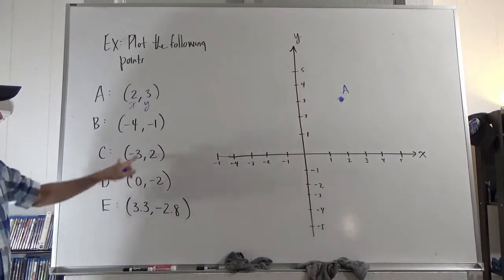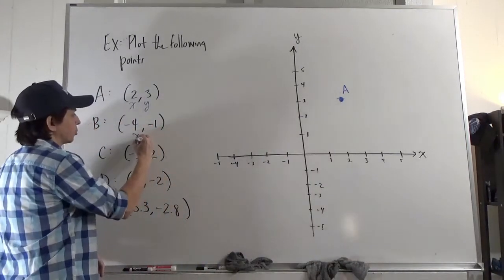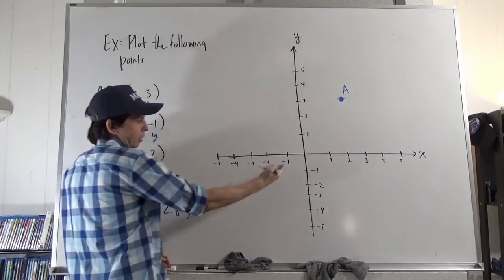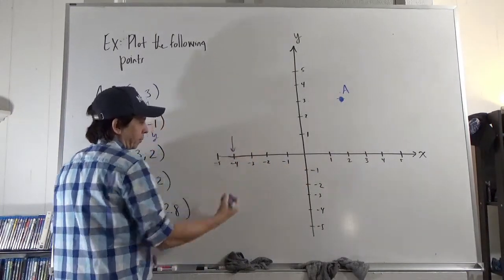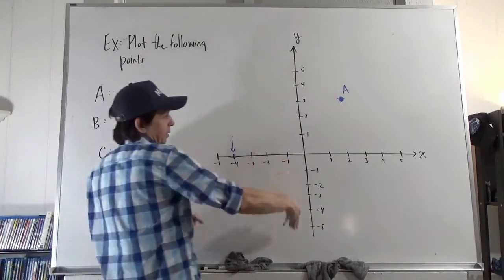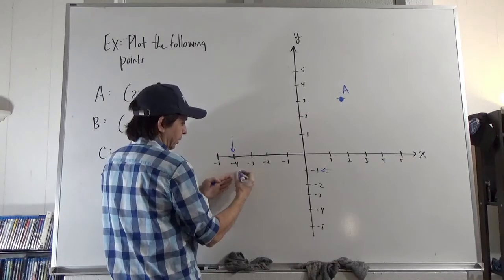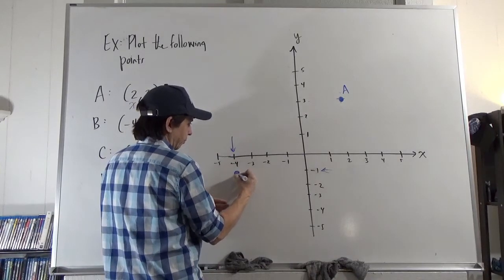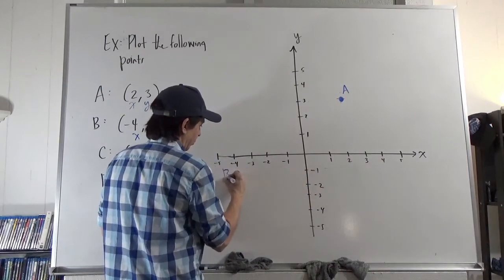Okay. (-4, -1). -4 is your X, -1 is your Y. So I'm going to go -4 along the X right here. -1, -2, -3, -4. -1 along the Y. -1 is right there. So where do these meet up? Right there. B.